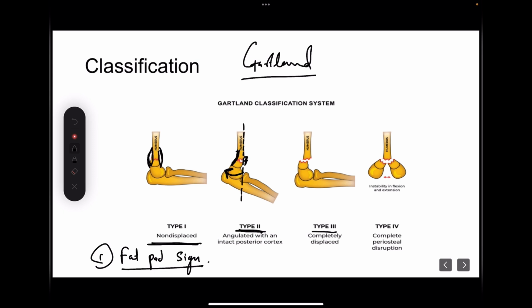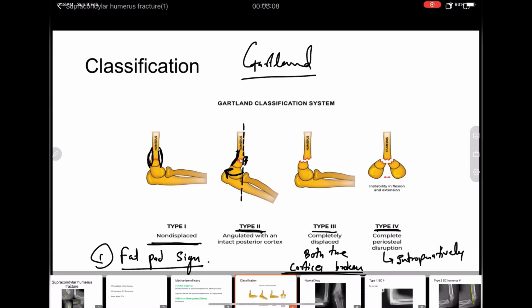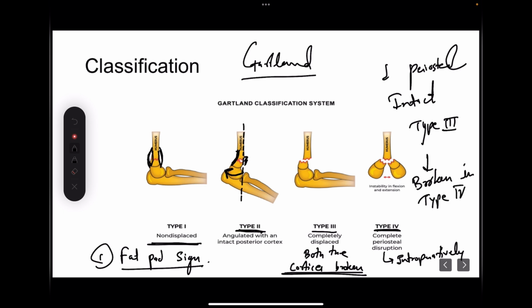Type 3 fracture is the one where both the cortices are broken, so that the distal fragment is completely free from the proximal fragment. And type 4 fracture is the one which is diagnosed intraoperatively. Why this is diagnosed intraoperatively? Because something which determines type 3 fracture is whether one periosteal sleeve which was left intact in type 3 fracture is broken in type 4, so that no continuity of the distal fragment with the proximal fragment at all. So this will be unstable in flexion and extension. This will be highly unstable.